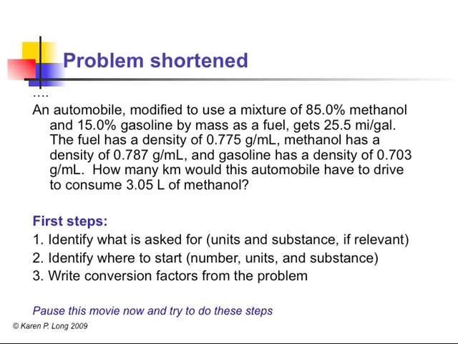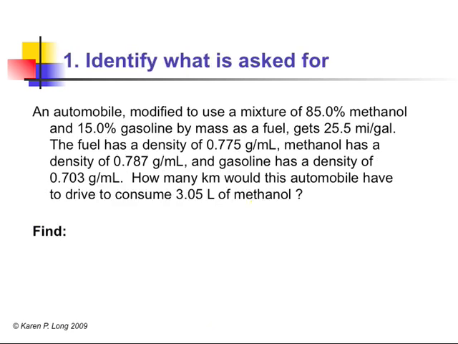Now, pause the movie, get out paper and pencil, and see what you think you should put for the first 3 items in our sequence of steps. Identify what is asked for, identify where to start the problem, and write all the conversion factors from the problem. Remember, all numbers should have unit and substance labels. Let's see how you did now.